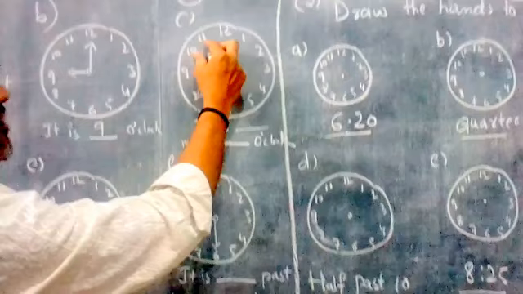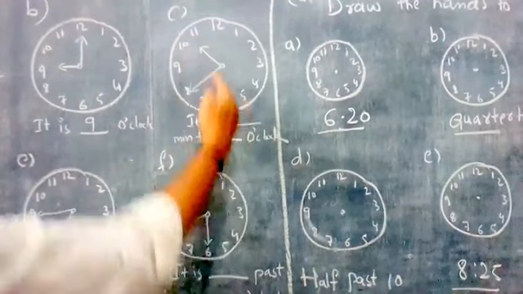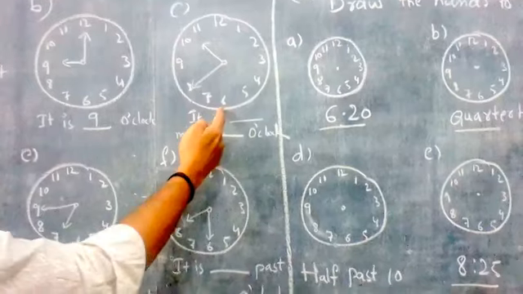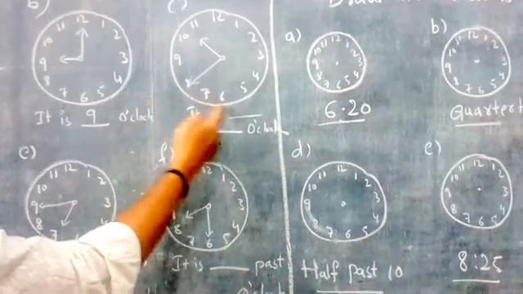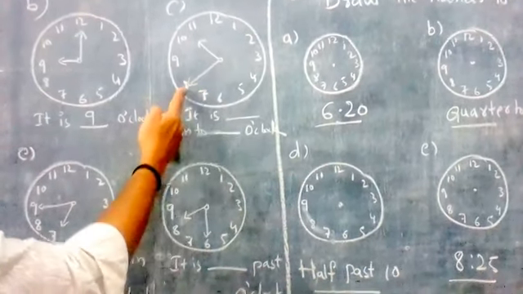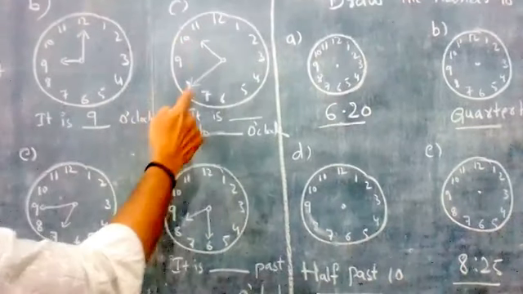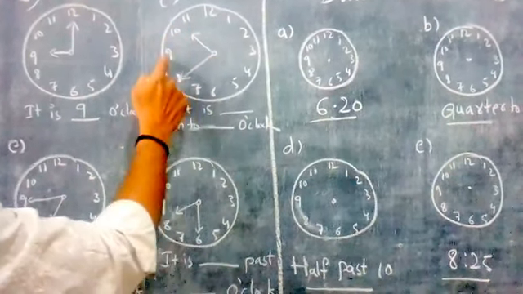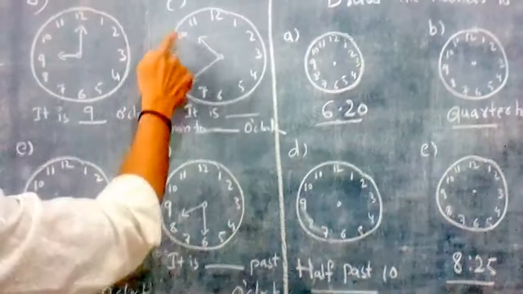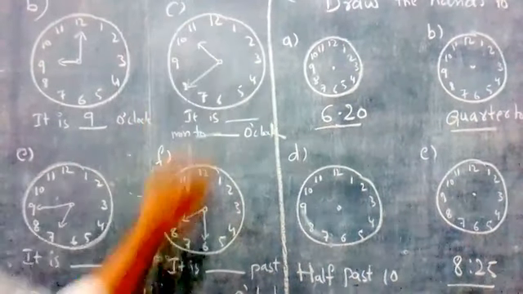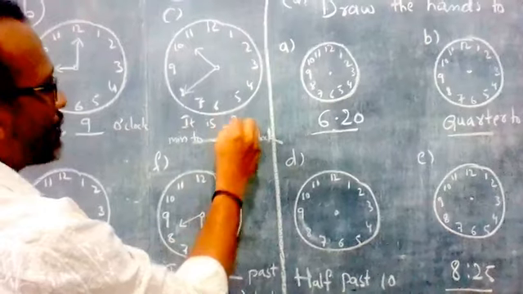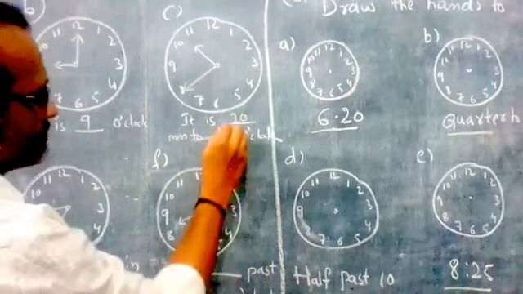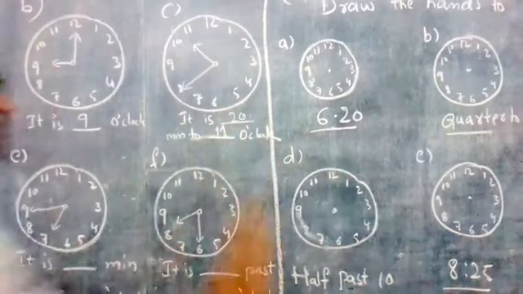Already the short hand is in between 10 and 11. It is in between, meaning it has already crossed 10. Now it is 10:40, and to reach 11 o'clock it has to cover 20 minutes. 5, 10, 15 and 20 minutes. So it is 20 minutes to 11 o'clock.